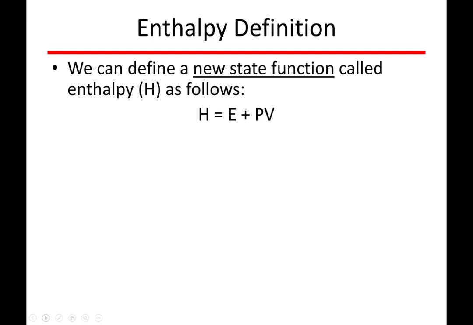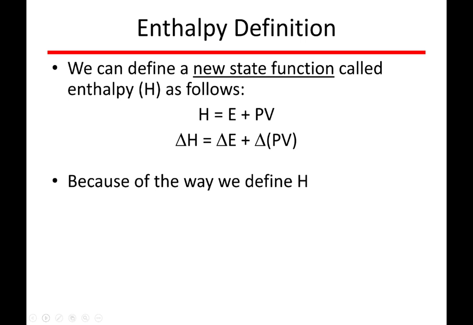Now, we're not interested in knowing what the absolute enthalpy is for a system. When we're doing thermodynamics and when we're doing chemistry, we're interested in studying changes. And so what we can do is take the delta of both sides of the equation to say that the change in enthalpy is equal to delta E plus delta of the product of pressure and volume. Now, this is just the definition of enthalpy. This is how we've chosen to define this state function.